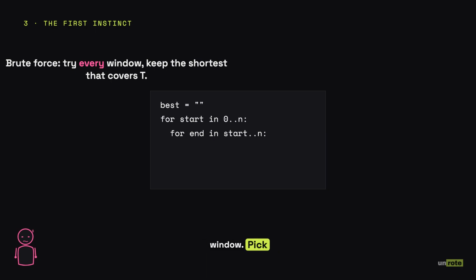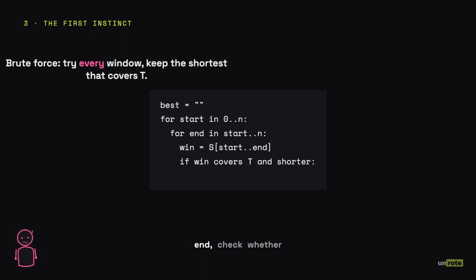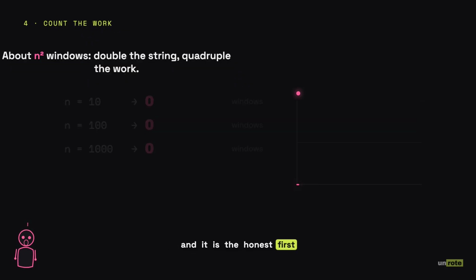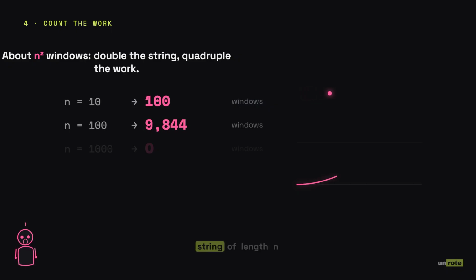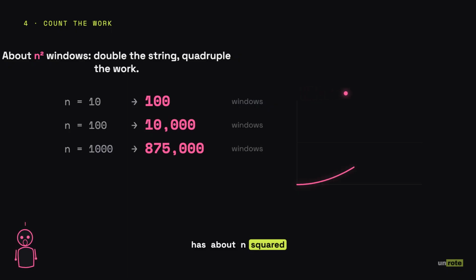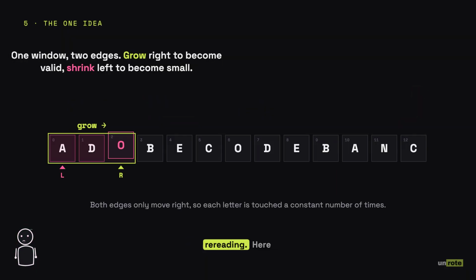Try every window. Pick a start, pick an end, check whether it covers T, and keep the shortest that passes. It is correct, and it is the honest first idea anyone would reach for. But count the work. A string of length n has about n squared windows, because you choose a start and an end. Double the string, and the work roughly quadruples. 100 letters is 10,000 windows. 1,000 is 1,000,000. That is a lot of rereading.